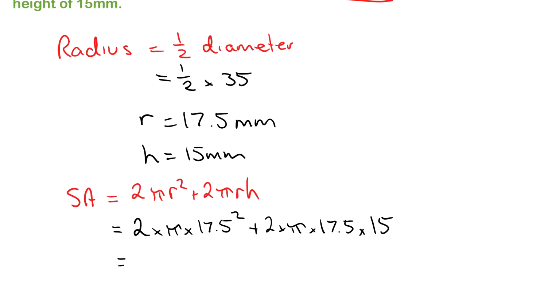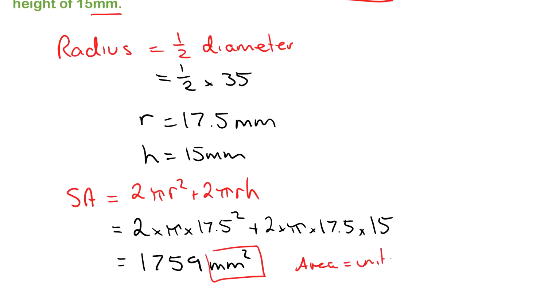Now, this is when you get out your calculator and you put it all into your calculator, and you get an answer of 1,759 millimeters squared. Now remember, always take note of your units, and when you're finding area, remember area is units squared. That's why we ended up with millimeters squared there.